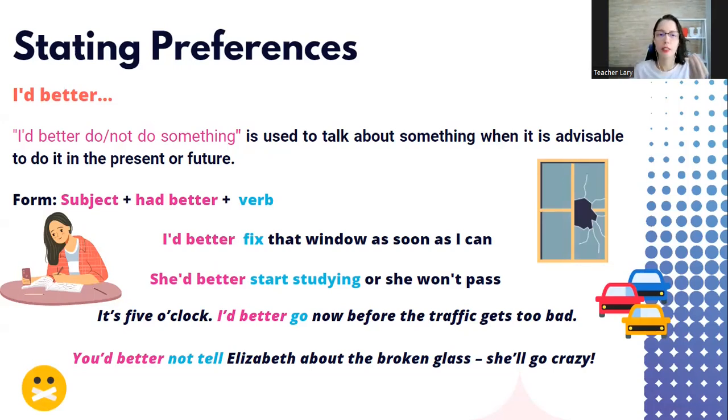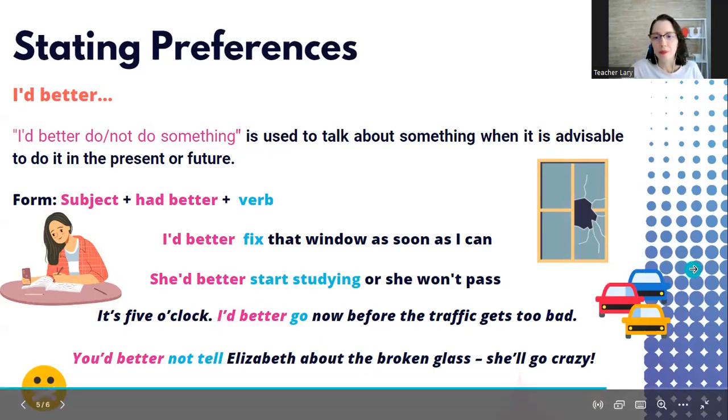So I use had better when I want to talk about something that is advisable in the present or the future, because I think that if this person doesn't do this, this person will have to face something bad or a bad consequence, okay?